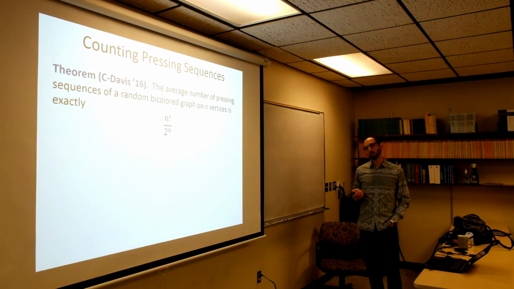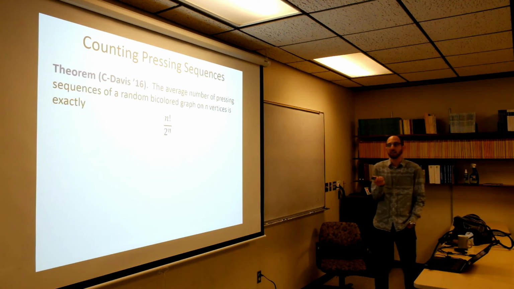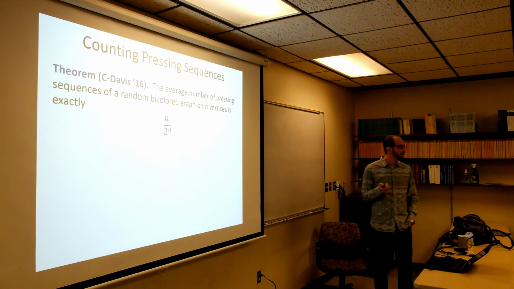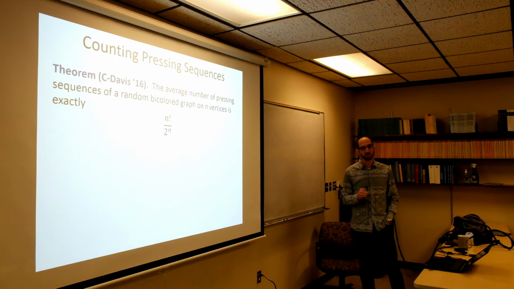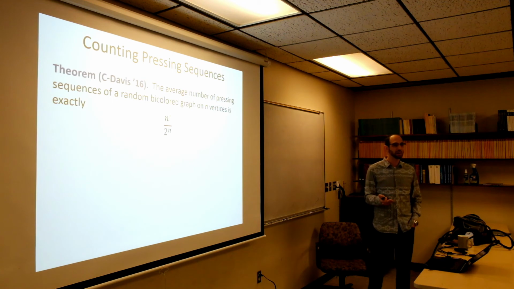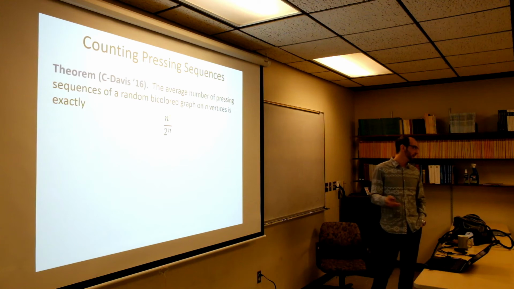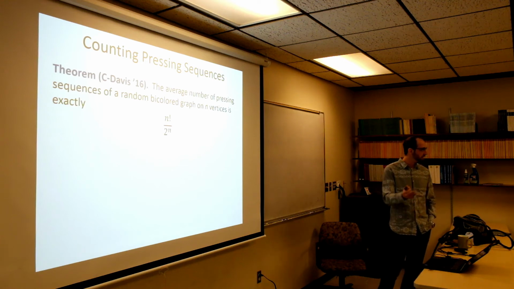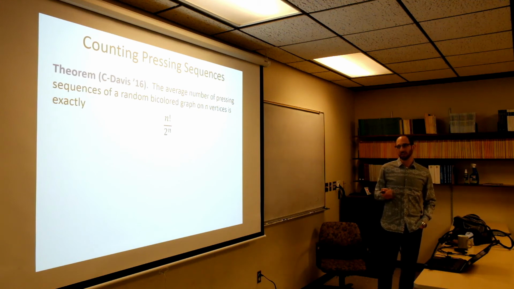So you can use some of this theory to get some fun results like this one. The average number of pressing sequences in a random bicolored graph on n vertices, it turns out, is exactly n factorial over 2 to the n. Notice n factorial is the biggest it could be. If you have an empty graph that has no edges, all black vertices, then it's got n factorial pressing sequences. Any order, you can press the vertices in any order you like, and there's no edges to worry about. You just eliminate the vertices one at a time, and eventually you end up with the all white, no edge, no white vertex graph. So this is the average number, so it's a 2 to the n factor smaller than the max.